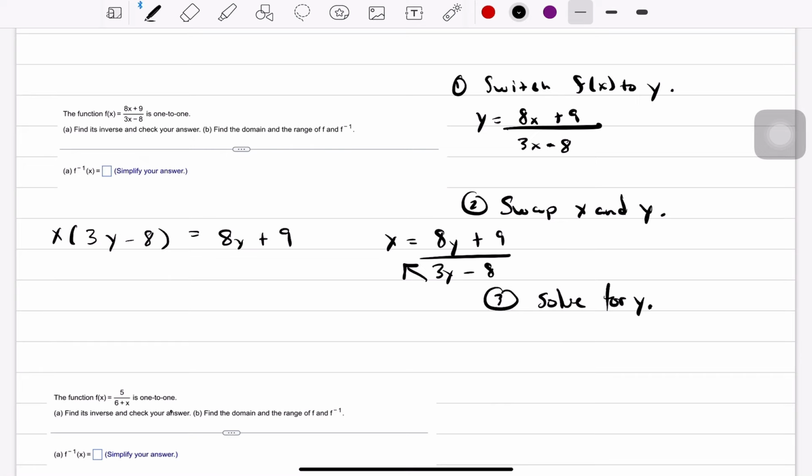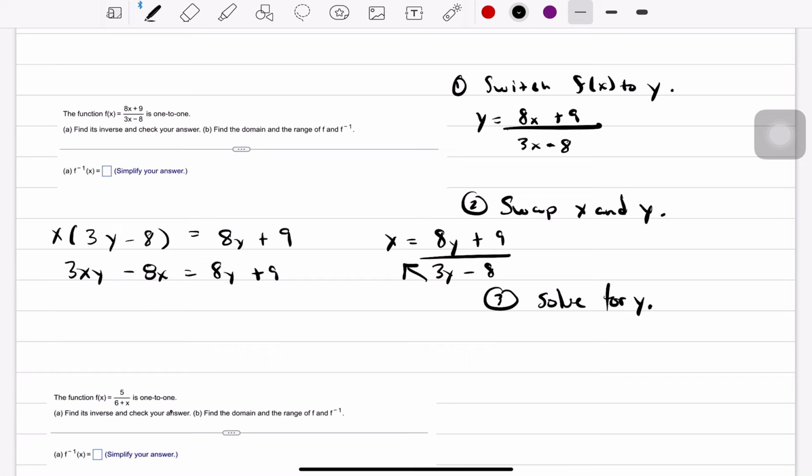Now the question is, am I going to benefit from distributing the x? And I just don't think I will right now. So, why not? Why not? So I'm going to distribute the x. So 3xy minus 8x equals 8y plus 9, right? So let's just combine the y's to one side, because again, my goal is to isolate the y.